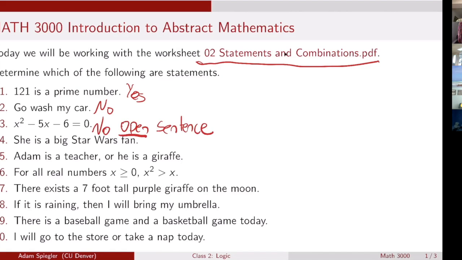Okay, and again, open sentence means it will be true for some values of x, and will not be true for other values of x. So these things are statements that are either always true or always false, right? And if it's sometimes true and sometimes false, then it wouldn't be a statement.